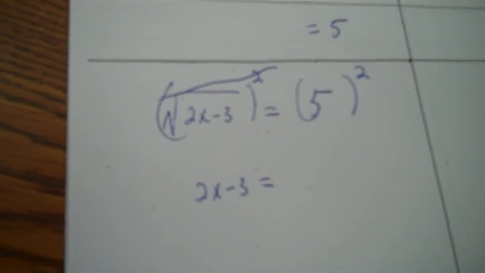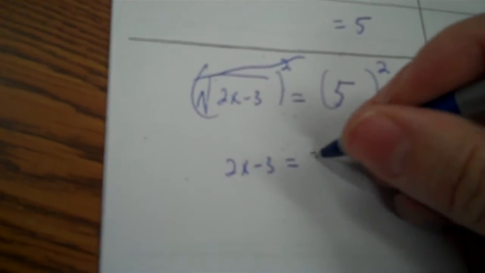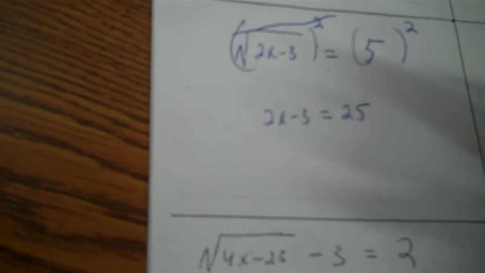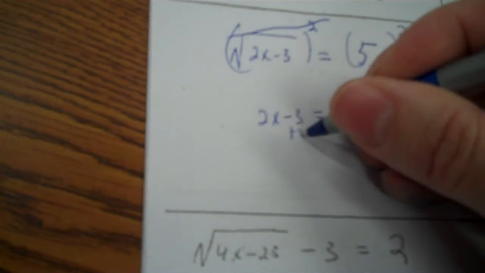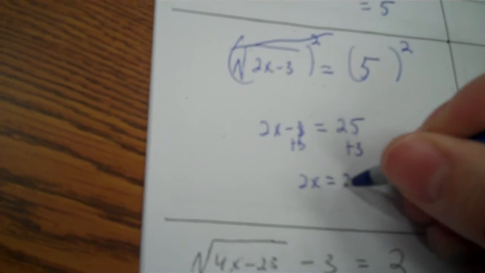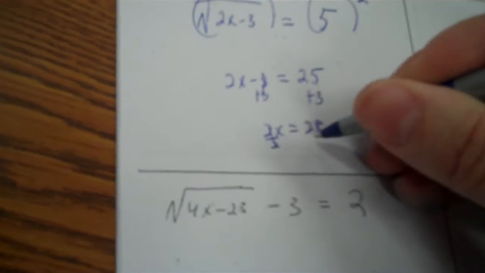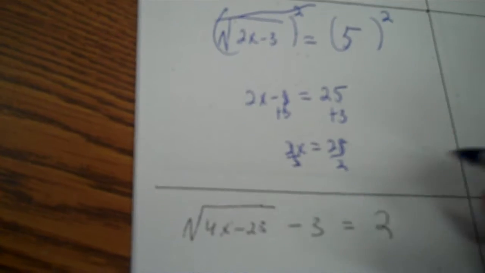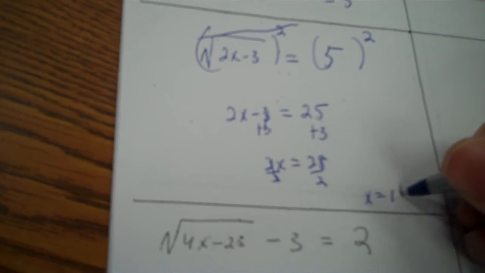5 to the second power means I take 5 times itself. It's not 5 times 2, it's just two 5s multiplied. So that's 25. And then I just solve it from there. I just add 3 and then divide by 2. So 2x equals 28. So I divide by 2. And that's 14. So x equals 14. Okay, so there's your first answer.